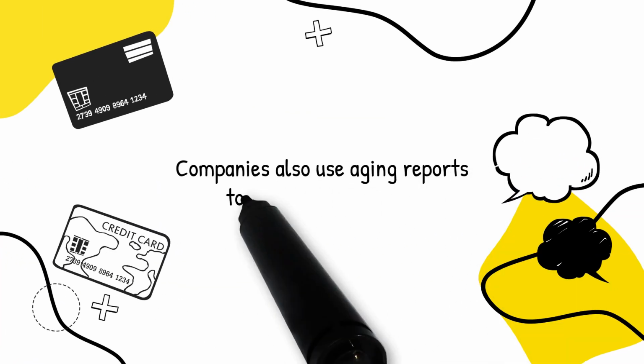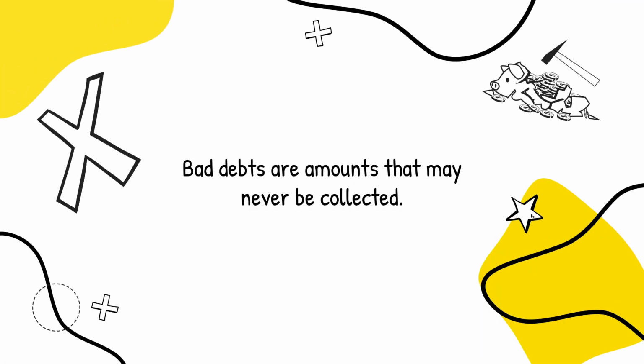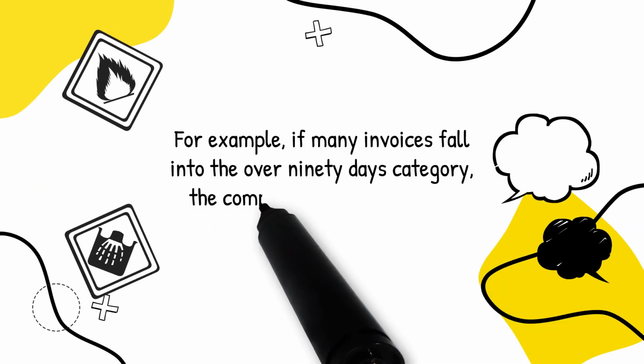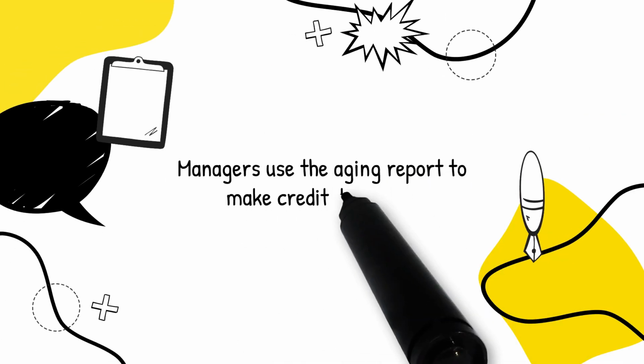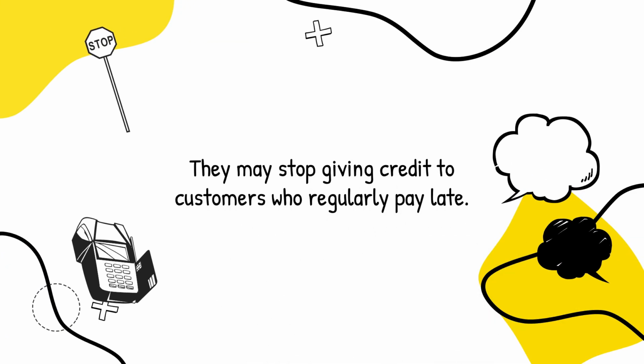Companies also use aging reports to estimate bad debts. Bad debts are amounts that may never be collected. For example, if many invoices fall into the over 90 days category, the company may expect some losses. Managers use the aging report to make credit decisions. They may stop giving credit to customers who regularly pay late.